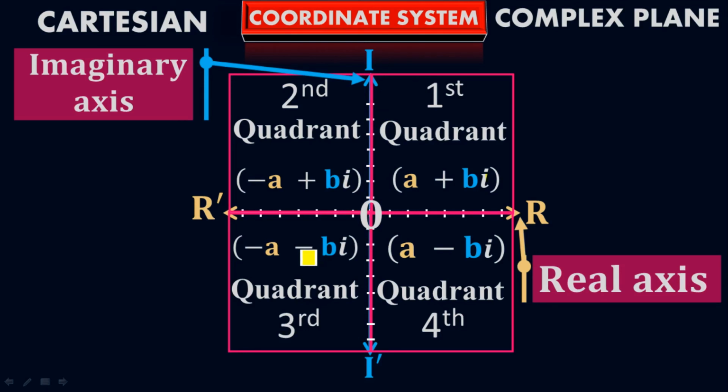In the third quadrant, we have negative a and negative b iota, which means that on the left of the 0, we have negative a. The value of the real axis is negative. Below the 0, the value of the imaginary axis is also negative. In the fourth quadrant, the value of the real axis is positive. Below the 0, this imaginary part is negative. I hope you got the idea now about the complex plane for the Cartesian coordinate system.